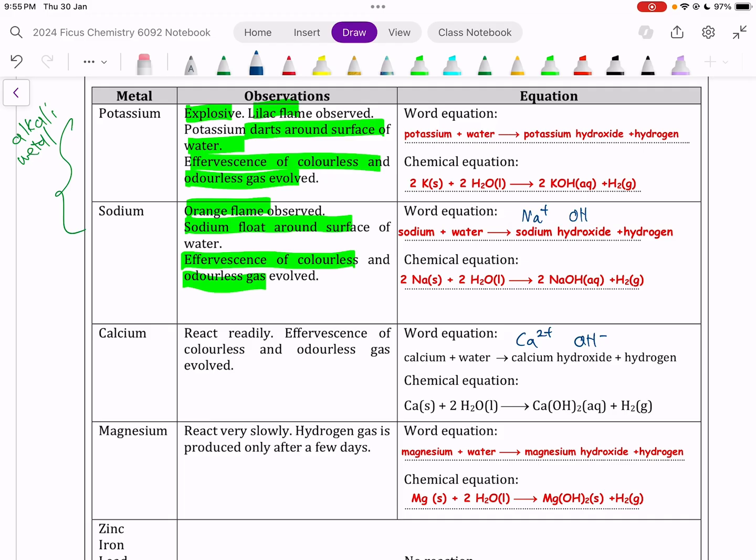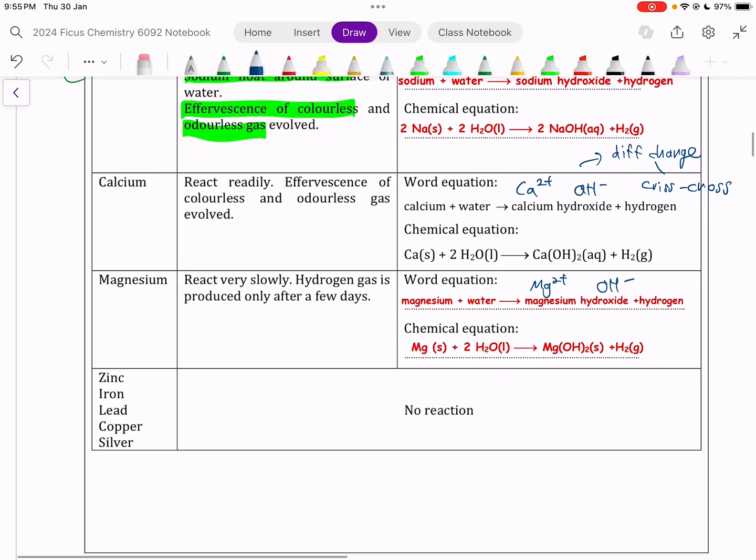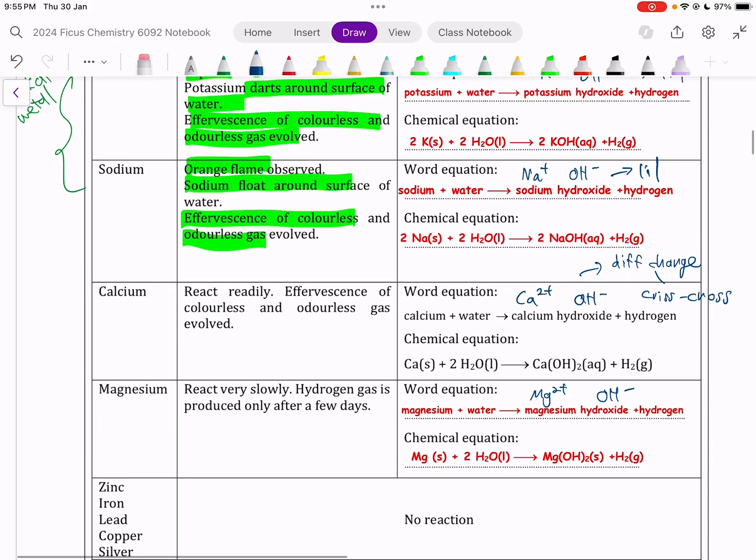Okay, if you don't know, please go and recap. The potassium and sodium case is 1:1. This one is not 1:1, so different charge. You will need to crisscross with brackets, because OH minus is a polyatomic ion. Likewise for the Mg2+ case. Then beyond that, from zinc to silver, there's no reaction.